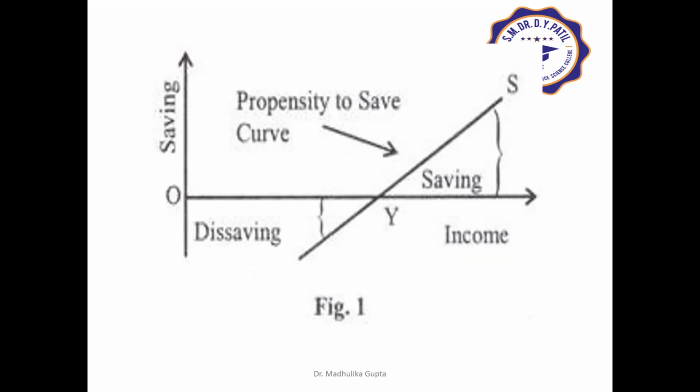The figure shows that below point Y, savings are negative because their income is either zero or very low. At Y, savings are zero. Above Y, savings increase with a rise in income. The S curve is linear, a straight line, because the rise in income and saving is at a constant rate, that is 60 and 10 crores respectively. The propensity to save is of two types: the average propensity to save and the marginal propensity to save.